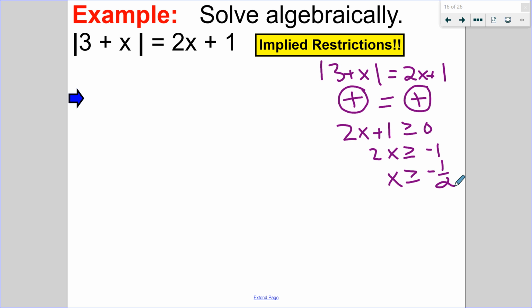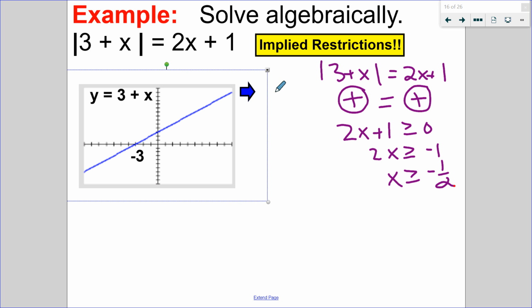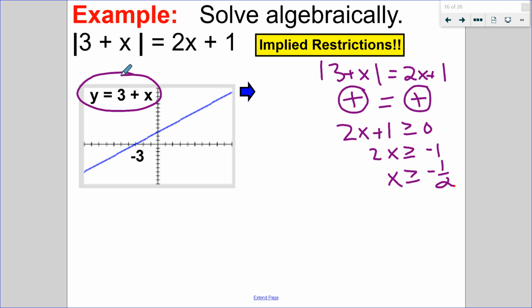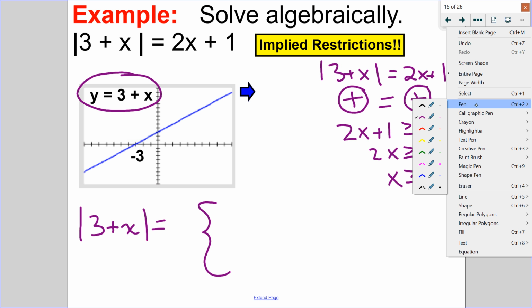Now let's talk about the piecewise function. That absolute value needs to be written as a piecewise function. To do that, I need to look at what's on the inside, which is this 3 plus x. So I do a little sketch. All I care about is where it is above 0 and what the x-intercept is. I want to write this as a piecewise function. The absolute value of 3 plus x is going to be equal to a positive piece and a negative piece. Let's focus on my positive piece first.